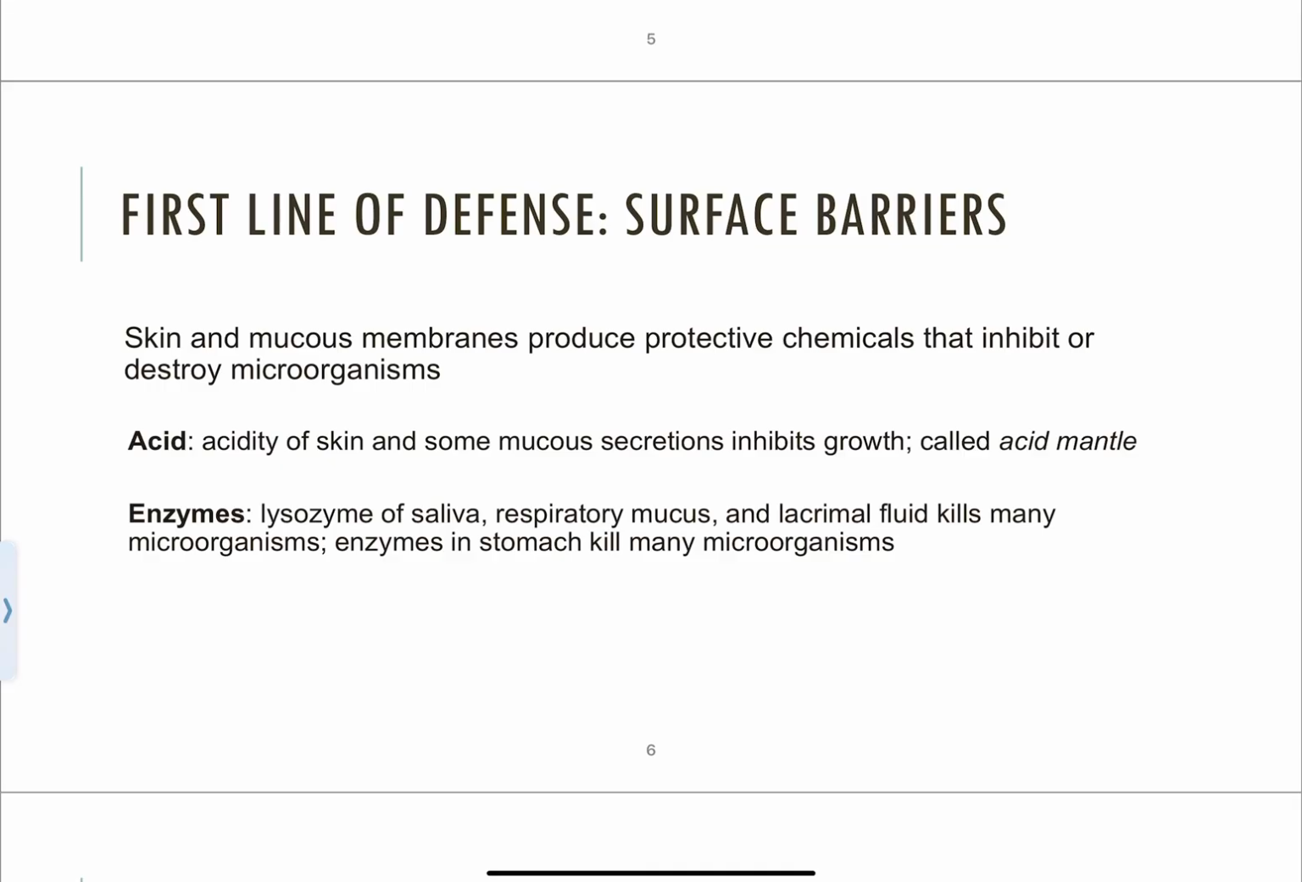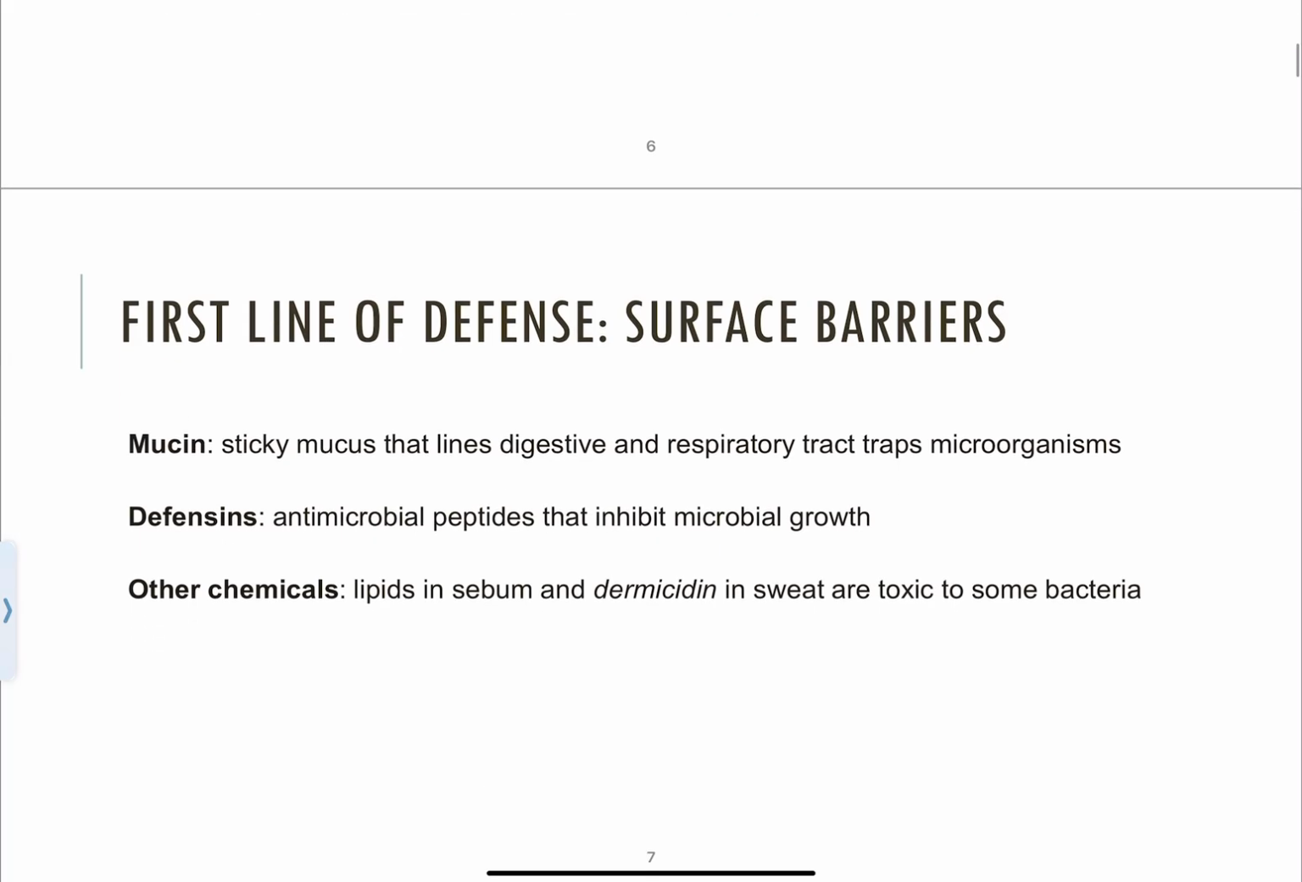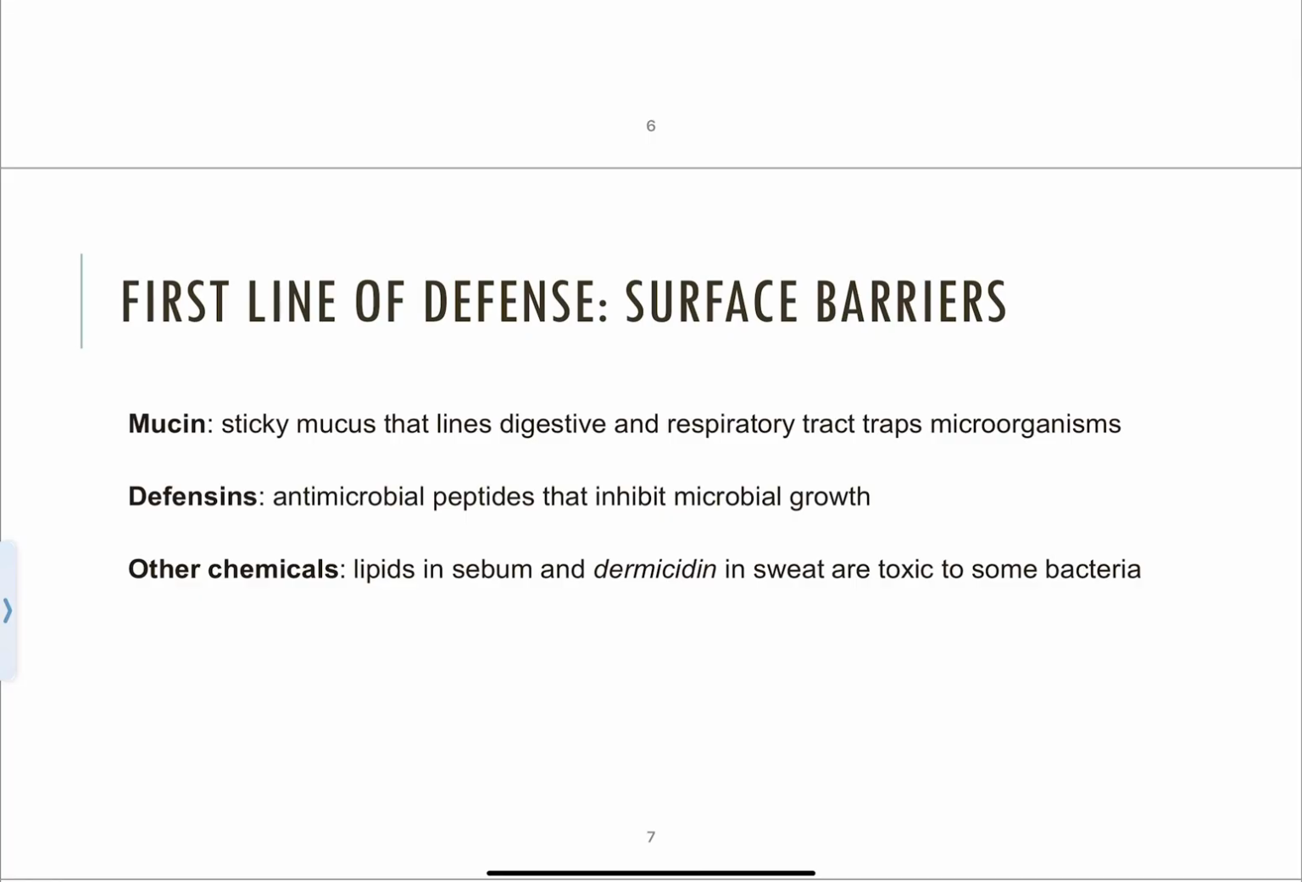If we're talking about our digestive system, we have enzymes in our stomach that can also help kill off microbes that reach that point. We also have mucin. Mucin is what we call it by itself, but when we dissolve it in water, it forms mucus. This sticky mucus lines both our digestive and our respiratory passageways, and the mucus helps trap a lot of these microbes.